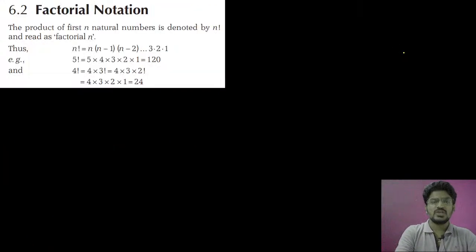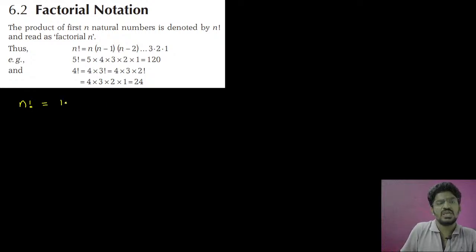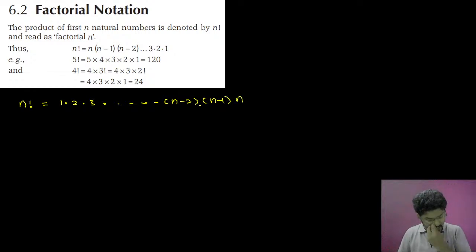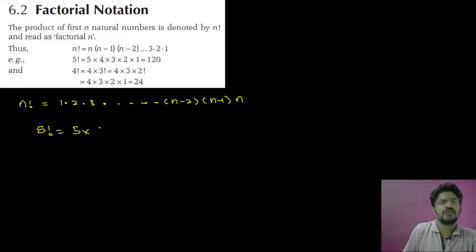Okay. So now quickly we can go for factorial notation. You just see here, n factorial means the multiplication of n consecutive natural numbers. So 5 factorial means 5 into 4 into 3 into 2 into 1. That is going to be equal to 120.